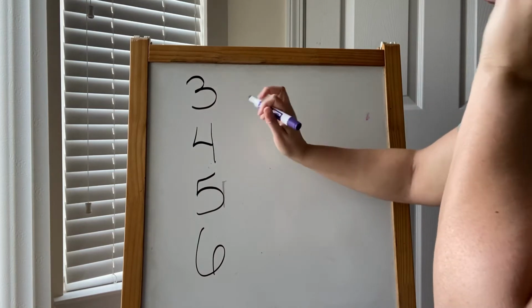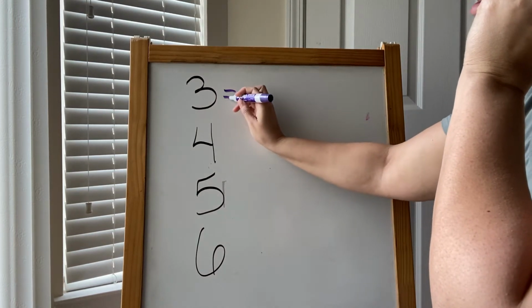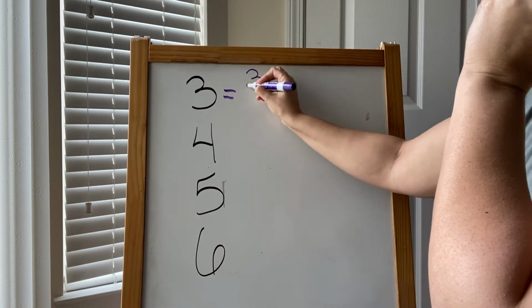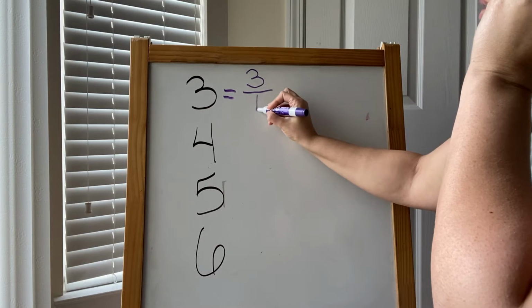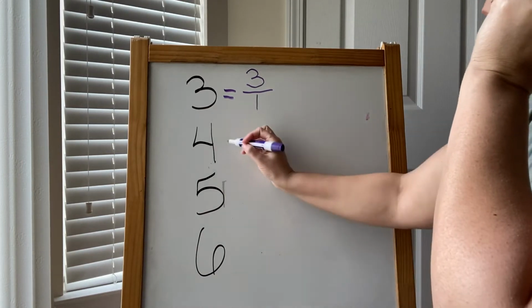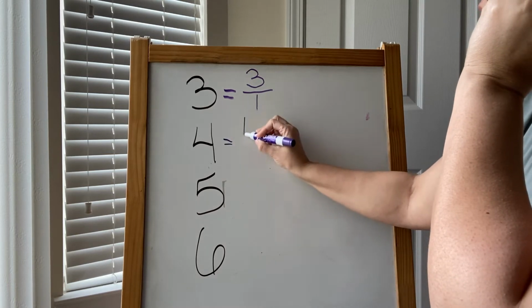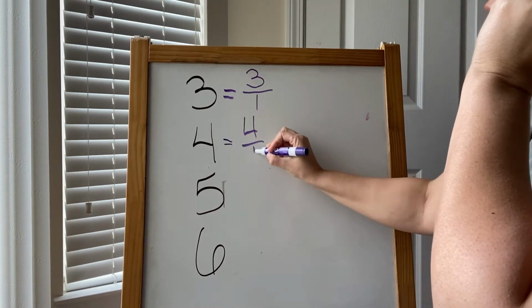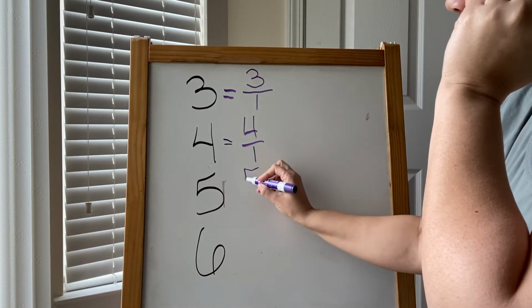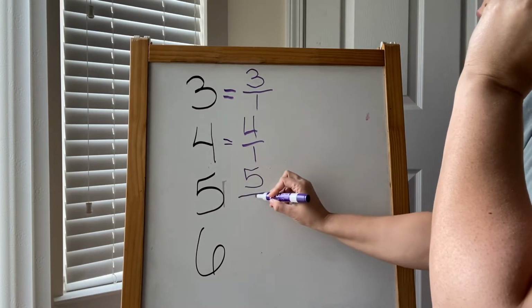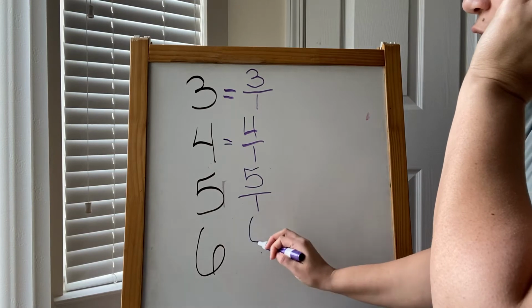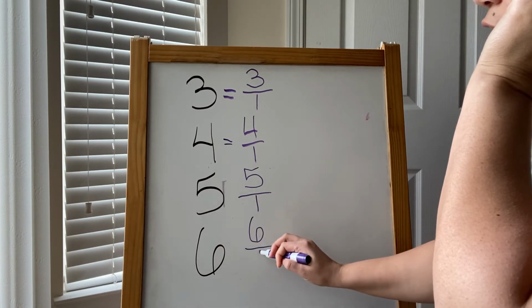So we have the number 3 here. The way that we write this as a fraction would be 3 over 1. Now 4 represented as a fraction would be 4 over 1. The number 5 represented as a fraction, 5 over 1. And the number 6 represented as a fraction, 6 over 1.